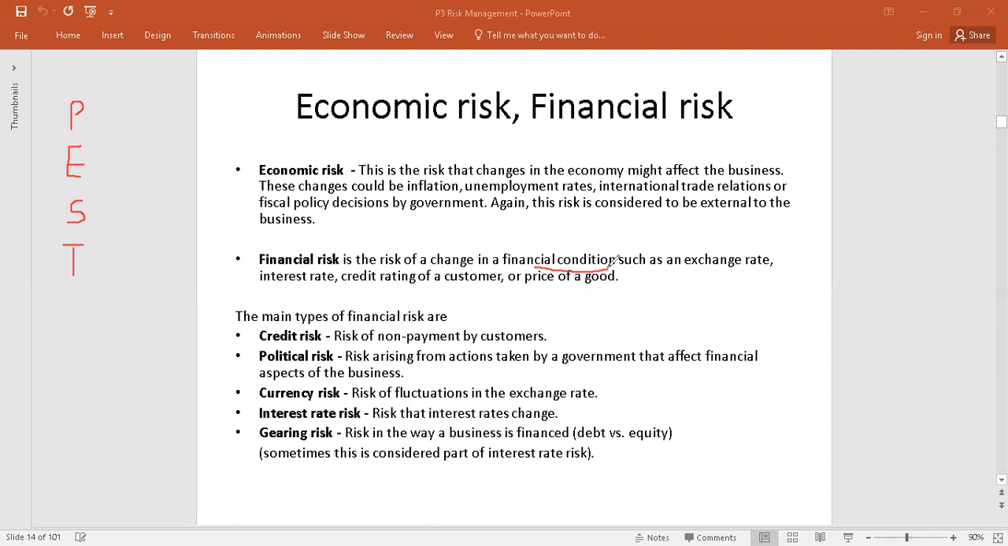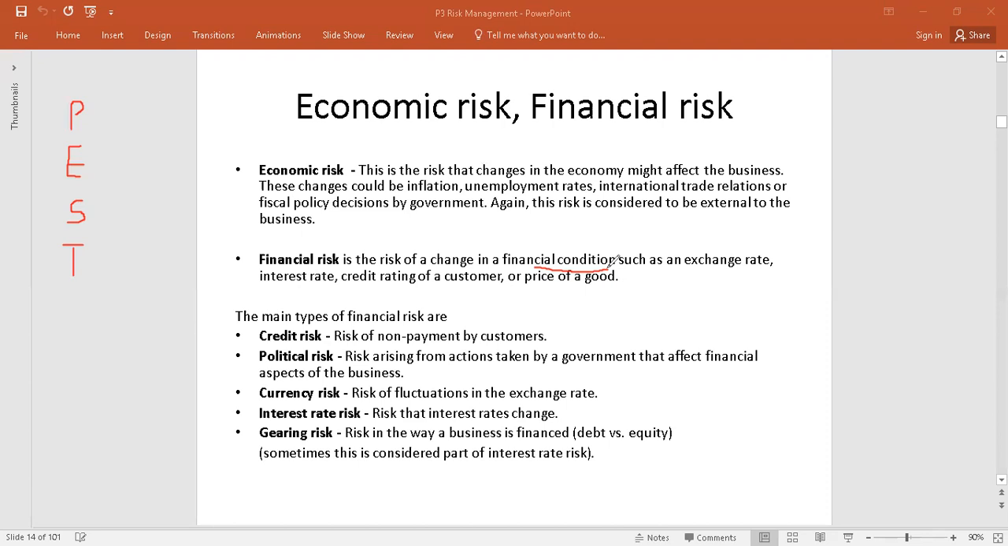Usually, along with political, the legal aspect covers the regulations laid out by the political parties or the ruling government. Those are generally clubbed with the legal part. So any kind of regulation, or change in regulation, that can affect in a monetary manner, we call a political risk: risk arising from actions taken by a government that affect financial aspects of the business.